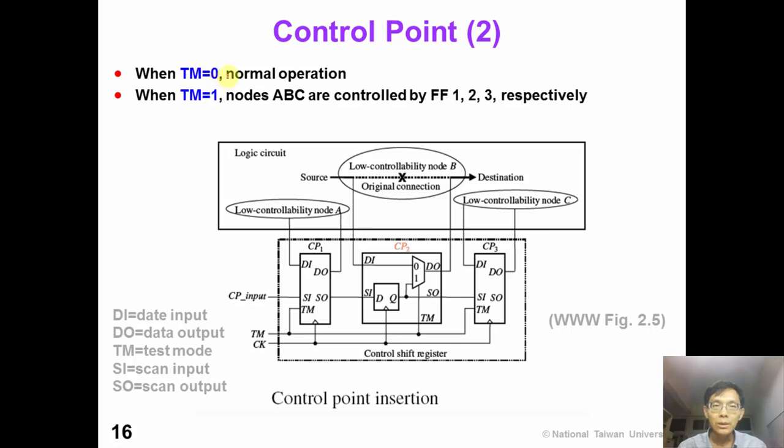This slide shows another way to insert control points. Suppose that nodes A, B, and C are circuit nodes with low controllability. If we want to control these signals in test mode, we can cut the original connection and connect the source to the input of this control point flip-flop, which is a scannable flip-flop. The DI input represents a data input, and the DO data output is connected to the original destination.